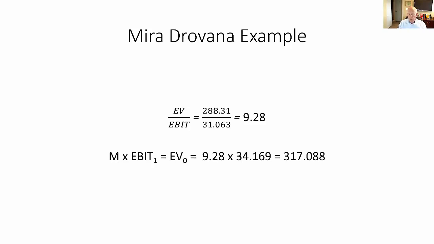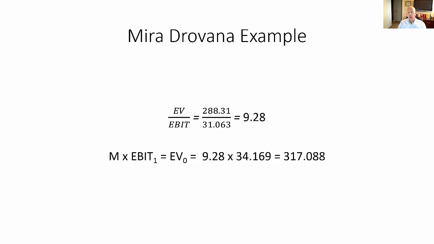Now, you might remember that the other valuation models that we've used for Mira-Dravana have led us to a valuation of about 150, 149 point something. So this valuation at 317 is dramatically different. It's more than twice as high. And I think we need to start to ask the question, why?